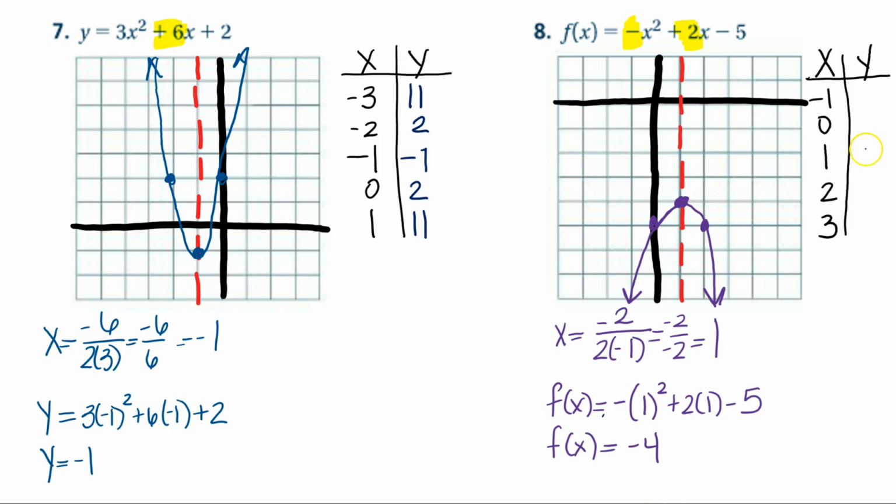So my vertex was at 1, -4. At 0, I was at -5, which means at 2, I was at -5. And what am I at -1 and 3?